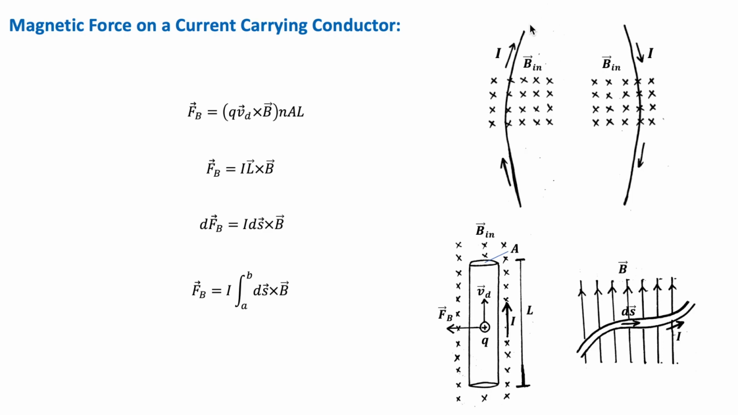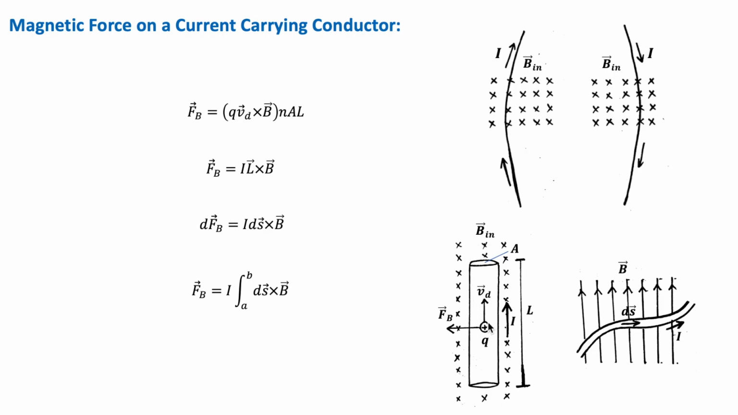So this figure here shows a wire placed in a magnetic field directed into the page. If a current is set in the wire, it will deflect to the left if the current is directed upwards, and to the right if the current is directed downwards. So consider a segment of wire of length L and cross-sectional area A carrying a current I and placed in a uniform external magnetic field B.